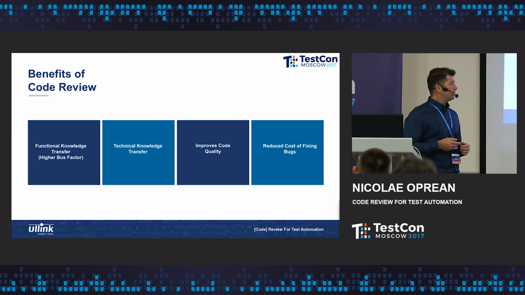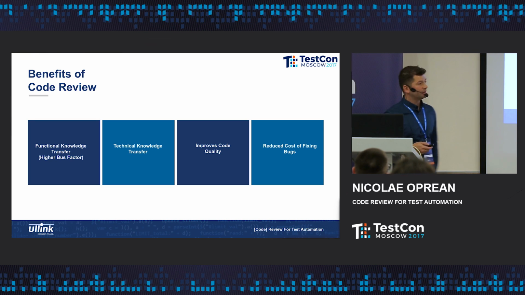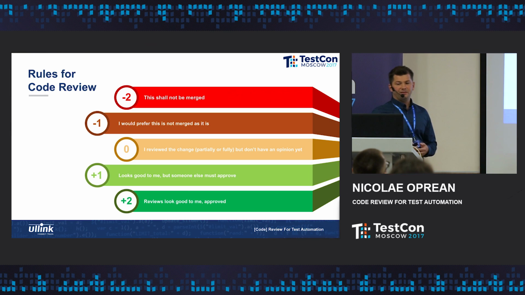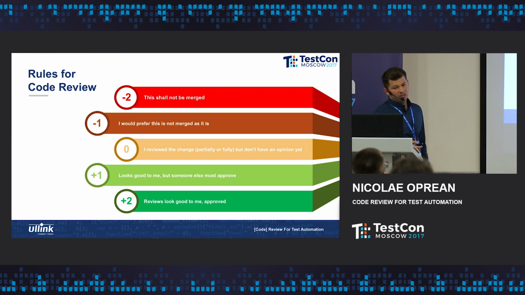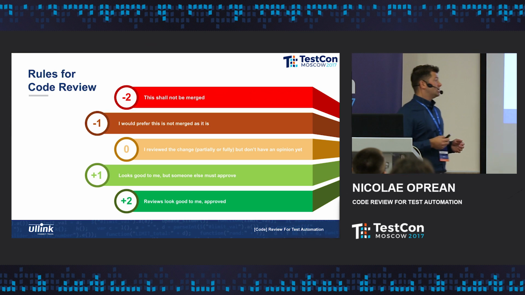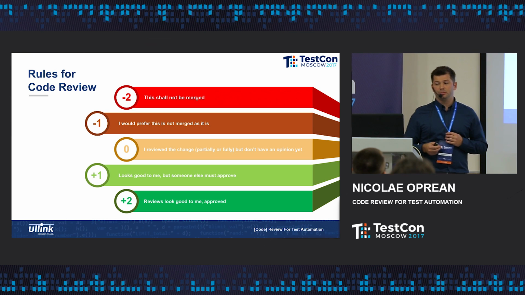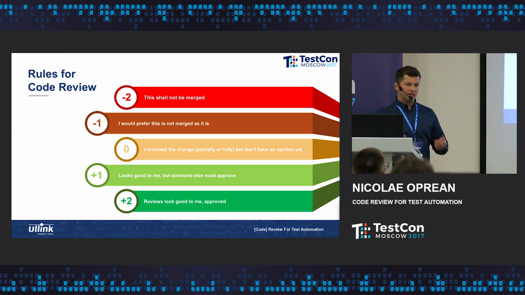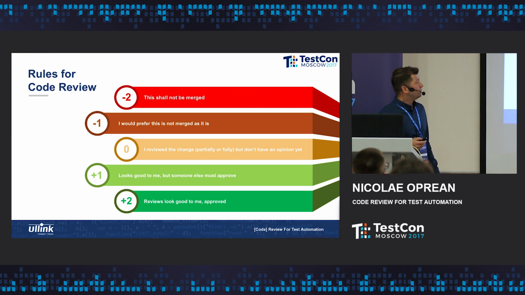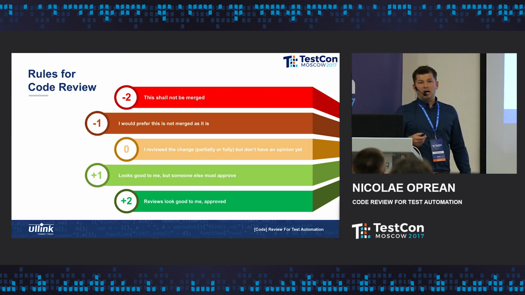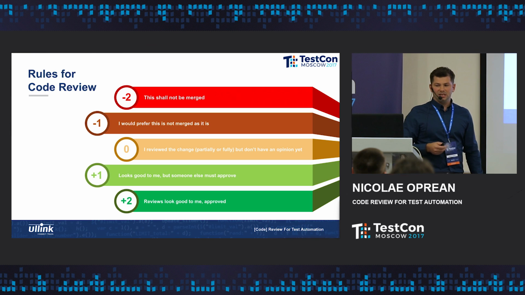Let me tell you a few words about the rules that we applied for code review. So we implemented a feedback system where we provide marks from -2 to +2, where -2 means this change shall not be merged. The code is incorrect or buggy or broken, cannot be submitted the way it is. Usually the guy that committed has to find an alternate solution. Then -1, I would prefer not to be merged as it is. I don't like what you created, but I'm willing to live with it if somebody else approves it.